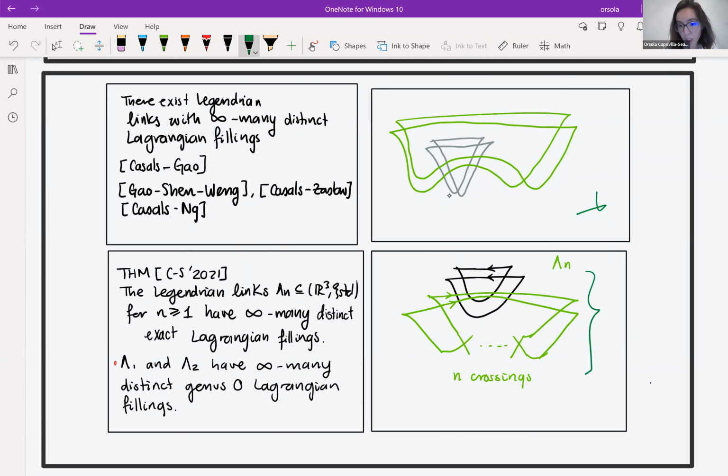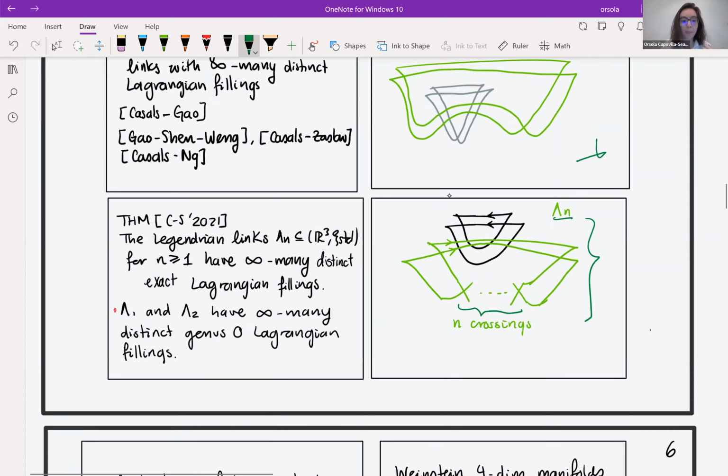Here's their projection. I call them lambda n, for n the number of crossings here. And something to note is that both lambda 1 and lambda 2 in this family only have genus 0 fillings. And they're some of the first examples of Legendrian links with infinitely many planar fillings. They are also, to my knowledge, the smallest known Legendrian links with infinitely many fillings.